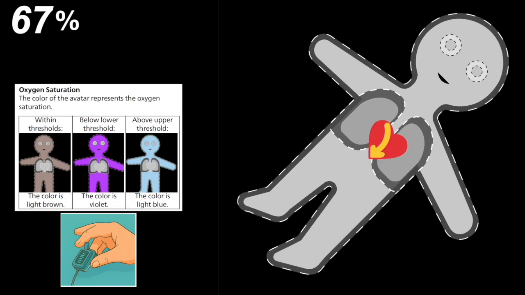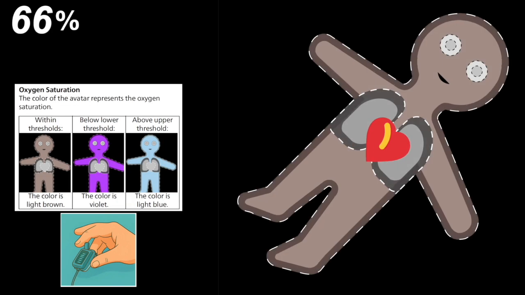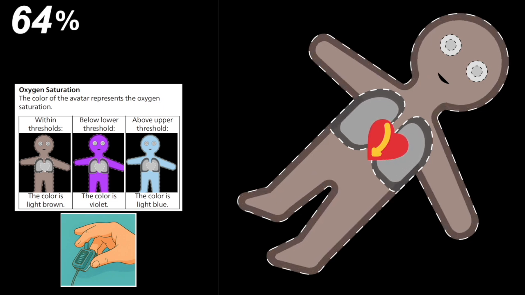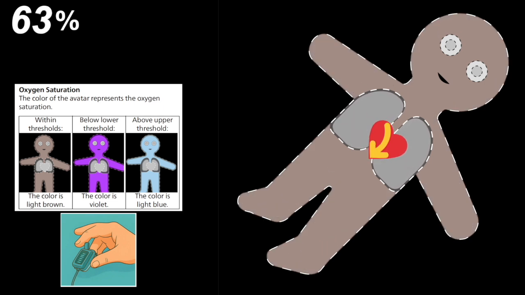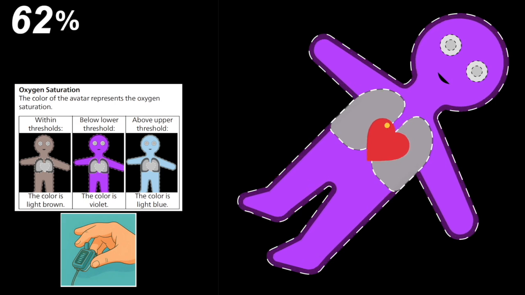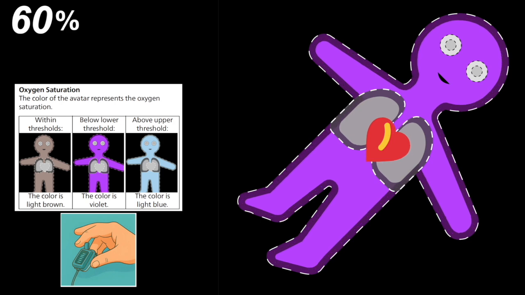We also get oxygen saturation information. This is the regular skin color of the avatar, which was designed to represent all kinds of skin colors. This is what the avatar looks like when it's desaturated, purple, to indicate cyanosis.